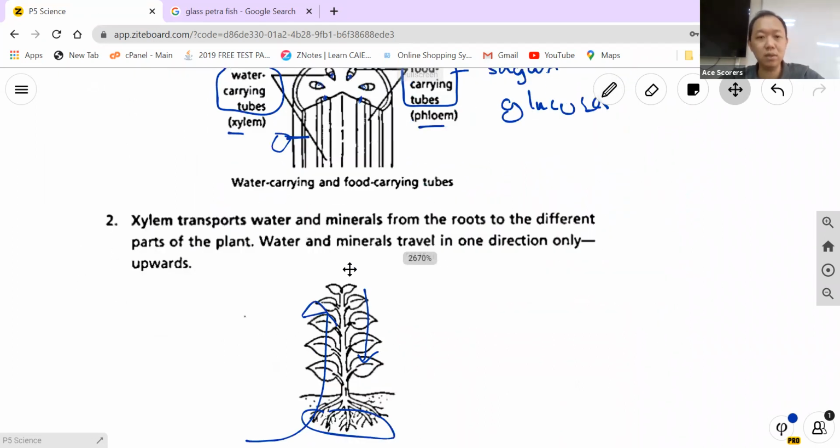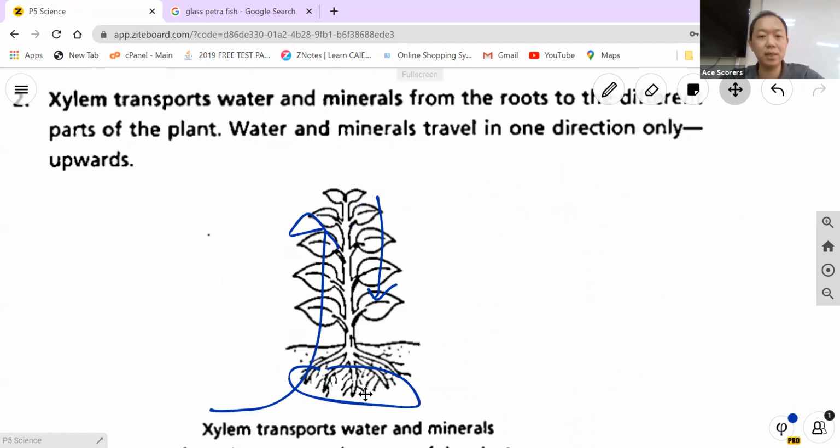So the xylem transports water and minerals from the roots to the different parts of the plant, right? So you see over here we have two arrows, right? The arrow going up is basically the water and mineral source. And then we have the arrow coming down, right?